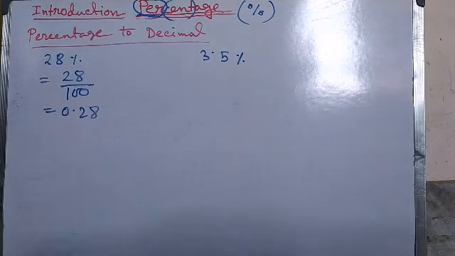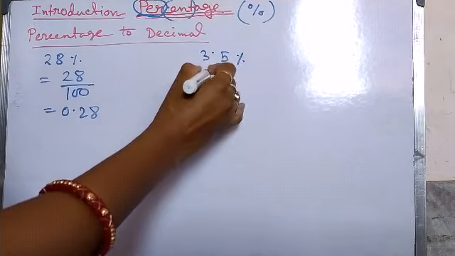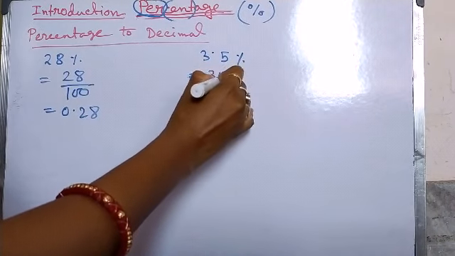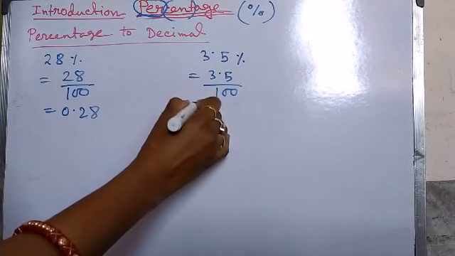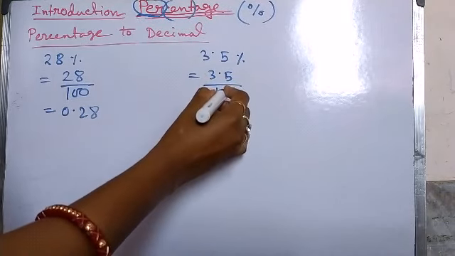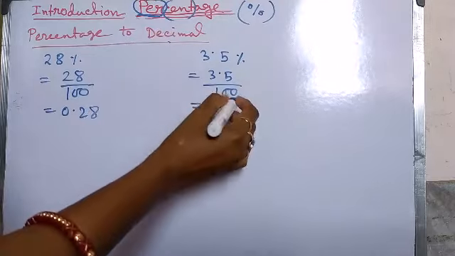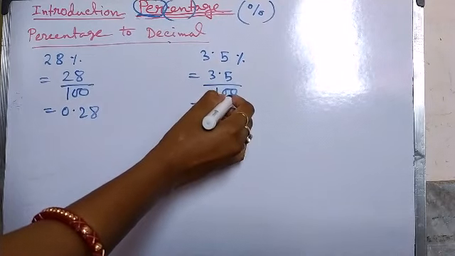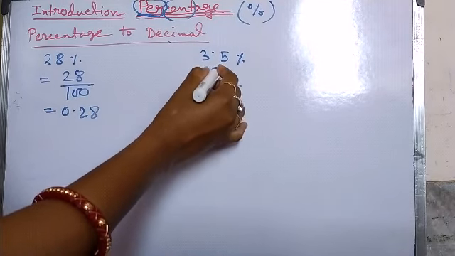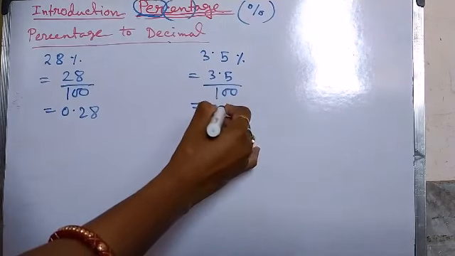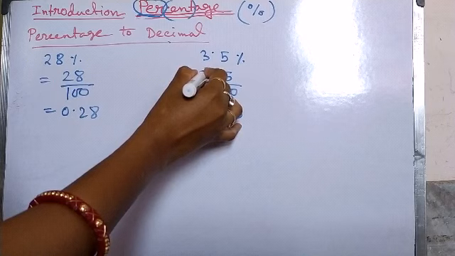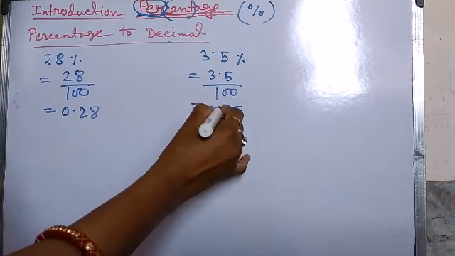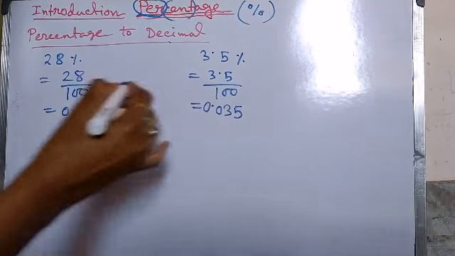And here is another example. 3.5% is given. That means 3.5% means divided by 100. Then we have to make it into decimal. That's why there are 2 zeros here. So the point will be shifted 2 digits before. That means here will be 0 0 before 3. Then the point will be shifted there. That means this will be the answer.